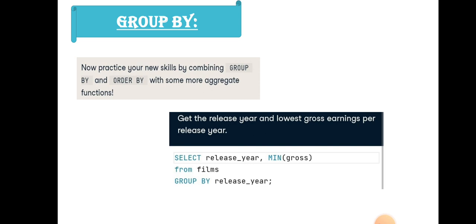Next is group by. Now practice your new skills by combining group by and order by with some more aggregate functions. For example, get the release year and lowest gross earnings per release year. So select release year, comma min gross, min means minimum, from films group by release year.